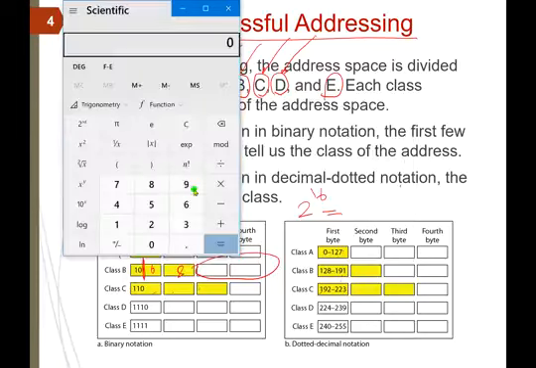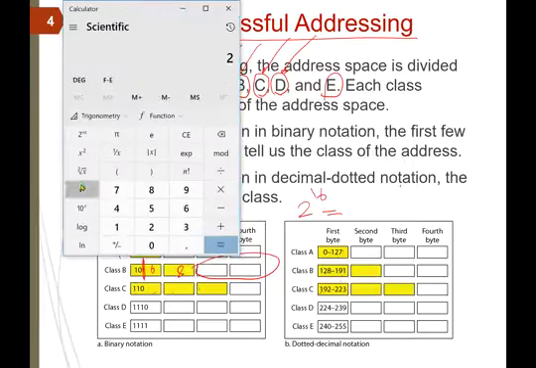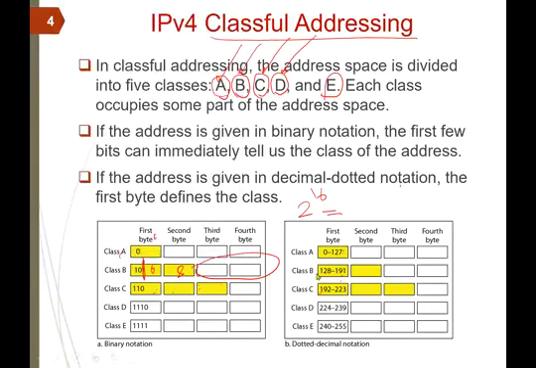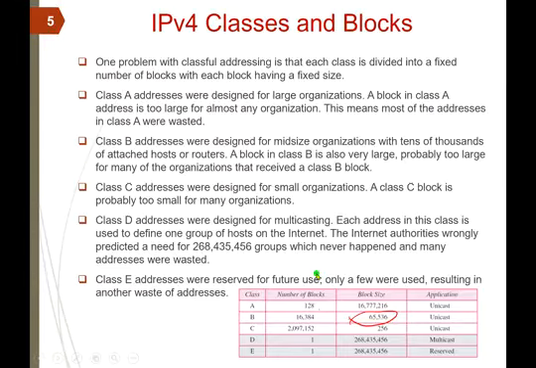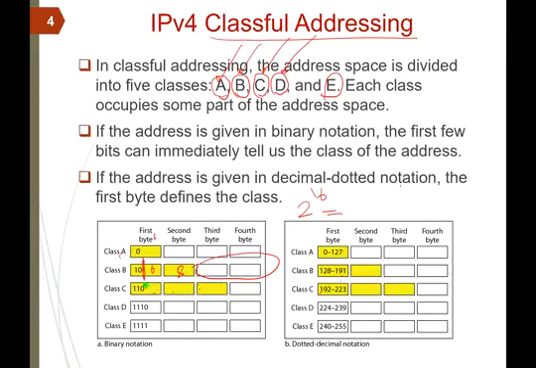Two to the power 16 equals 65,500 something. So each block can have 65,000 addresses. In class C, you see these 3 bits should be 110.